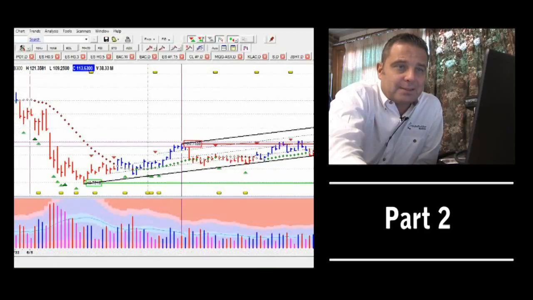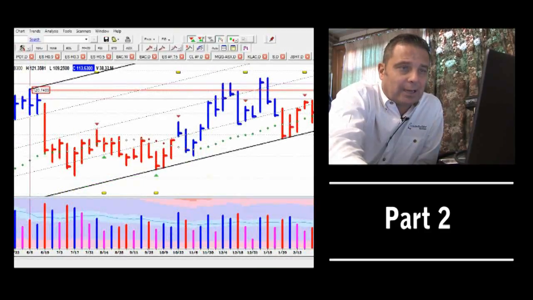Okay, now look, we can now see where we're at in our trading range here. What is interesting is we're forming an arrowhead.